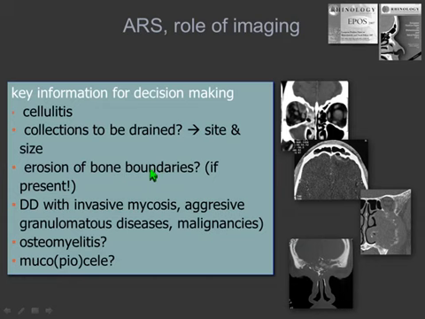Erosion of the boundaries indicates a complication, like in this case, an acute complication with osteomyelitis, and the differential diagnosis, like in the previous case, is from acute fulminant mycosis or other aggressive granulomatous disease like Wegener granulomatosis, but even malignancies that can mimic a situation with extensive destruction of the tissue. Osteomyelitis is very important, and as we saw in the patient with sudden blindness, the possible complication of a mucocele.